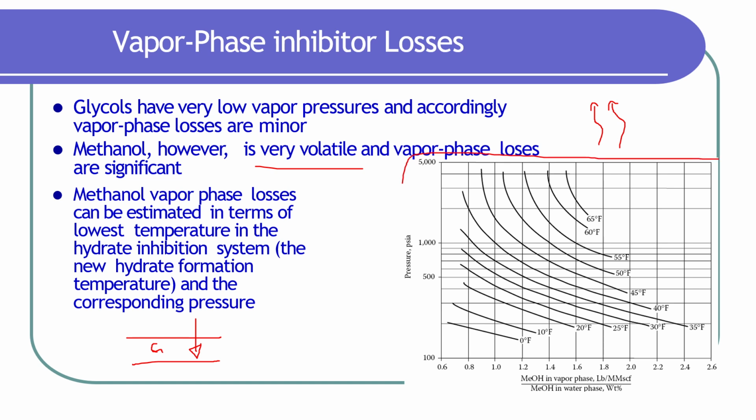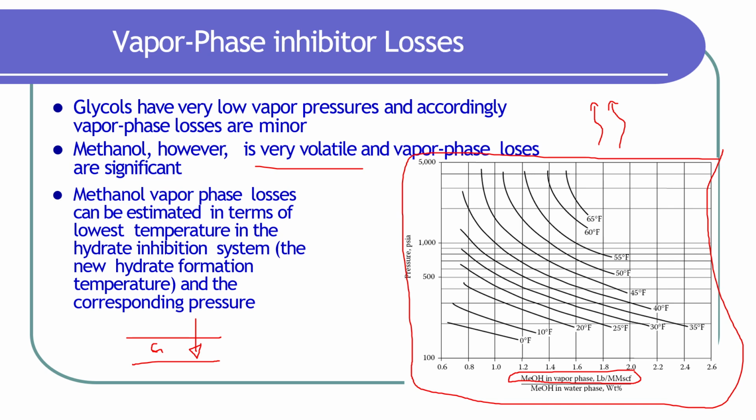This chart will give you an idea about how much the loss of methanol will be, for example, in the vapor phase, in the unit of pound per million standard cubic foot of the gas divided by methanol in water phase as weight percent. And you need to know the operating pressure and the temperature, but you have to keep in mind that here the temperature represents what we call the lowest temperature in the hydrate inhibition system, which means the new hydrate formation temperature.